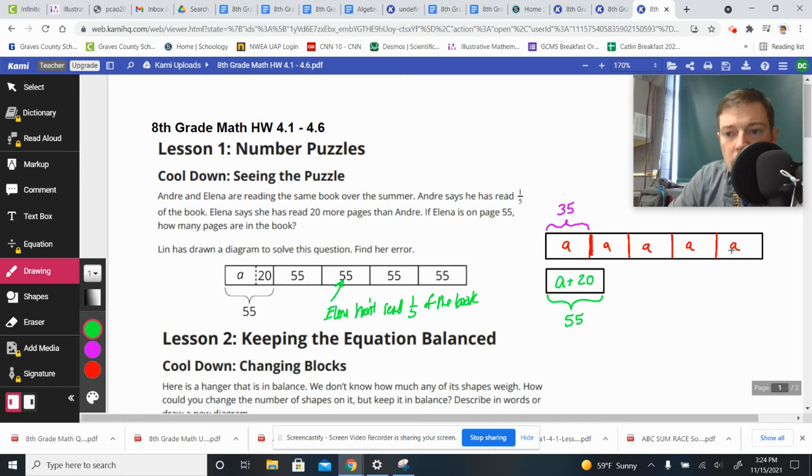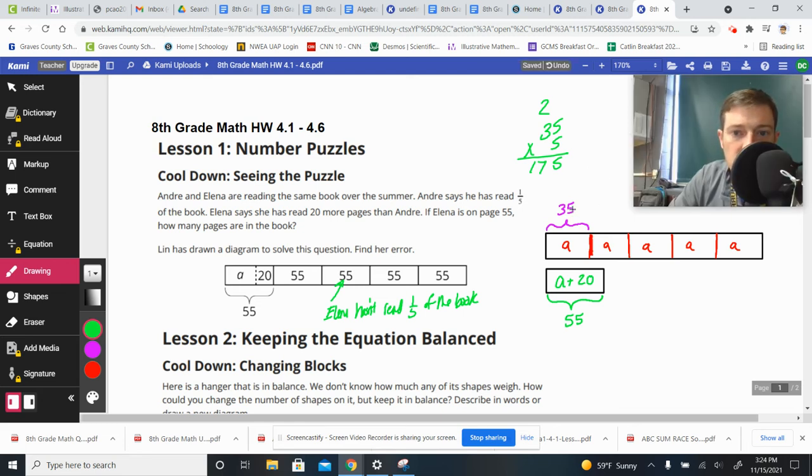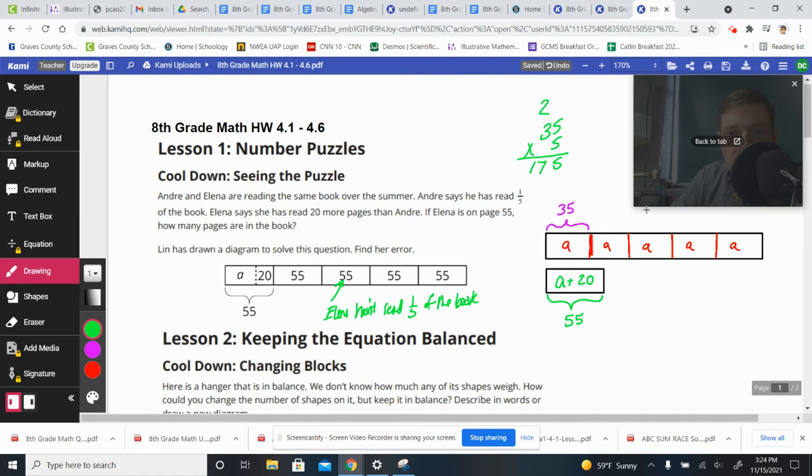And you could find out how many pages are in the book by simply doing 35 times 5. And that would give you 5, carry the 2, 15 and 2. There's 175 pages in the book. A fifth of it Andre has read, which is 35. And if we add 20 to that, we have Elena's 55. So using a diagram to do that is totally an option that you have.